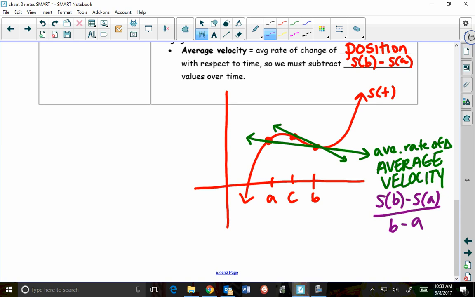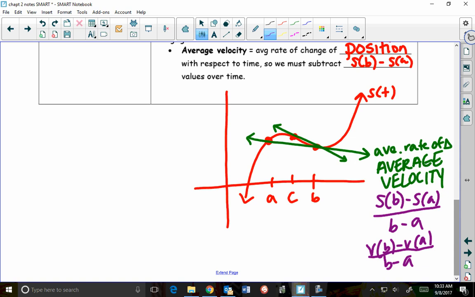Guess what a lot of kiddos want to write here? They want to do this for average velocity. But guess what that is? Average acceleration. That's average acceleration. And I can't even tell you, about a third of you will still try to use this formula on the test for average velocity. Don't be in that third.